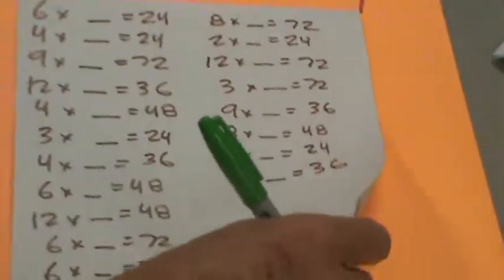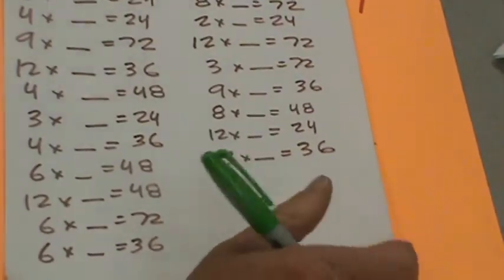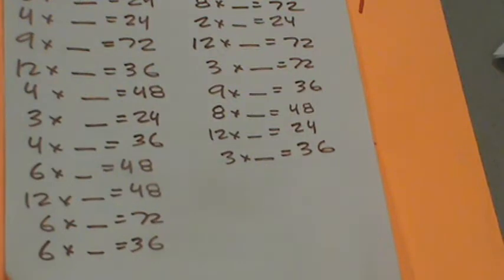8 times a number equals 24. So let's think about this. 8 times what would equal 24? I know 8 times 1 is 8. 8 times 2 is 16. 8 times 3 equals 24. Okay, go ahead and grab your sheet of paper with all these math sentences on it. And we're going to fill these out. I want you to fill these out on your own.